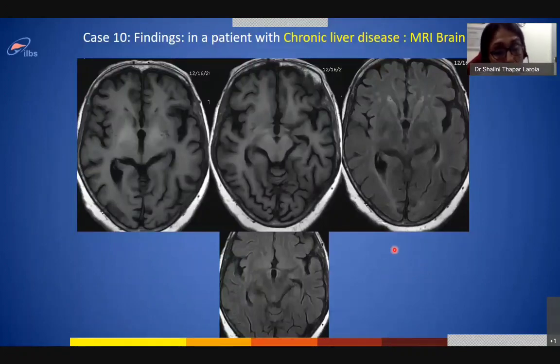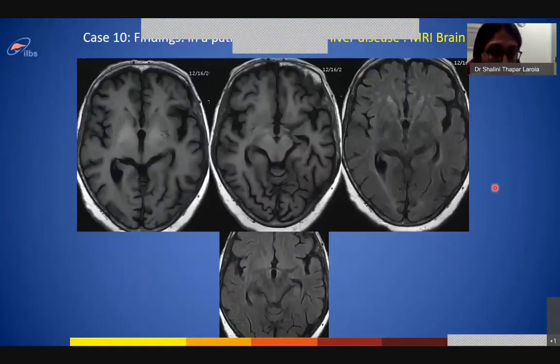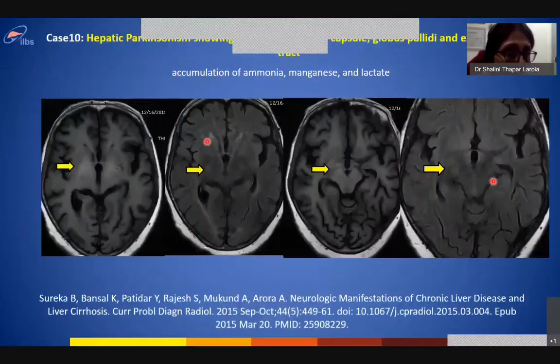I have a surprise MR brain for you in the abdomen section. And why is that? Because there is an association. So these are the findings of the brain in a patient with chronic liver disease. What do we see here? I can show you in the solutions now.